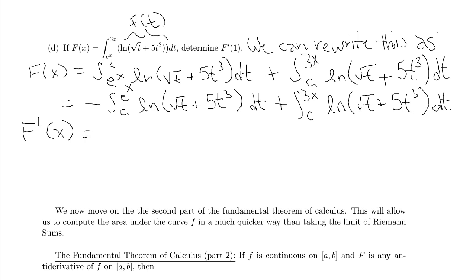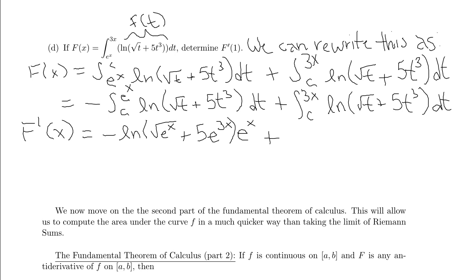So for the first integral, my derivative is going to be minus ln, so I'm plugging in e to the x wherever I see t, so I have root e to the x plus 5 e to the 3x, because that's what happens to e to the x when you cube it, so it's e to the 3x. And then I need to multiply this by the derivative of e to the x, which is just e to the x. So that second part's the chain rule.